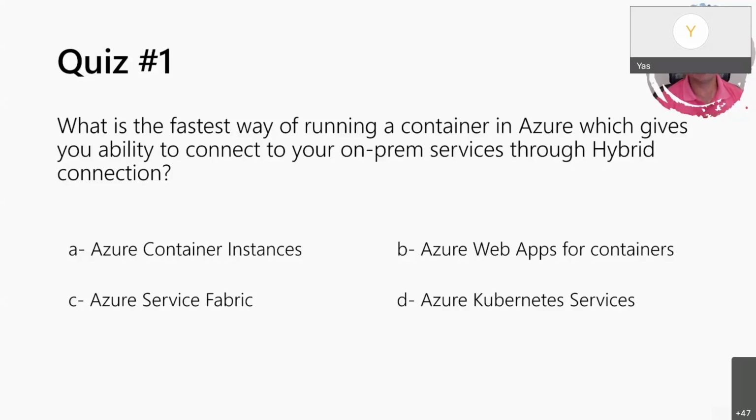All right, so the correct answer to this is Web Apps for Containers. You can't choose Container Instances because you don't have hybrid connectivity through the Hybrid Connection Manager, Azure Relay, using that. So B is the correct answer.